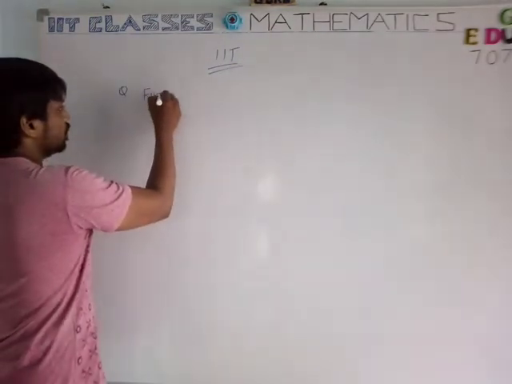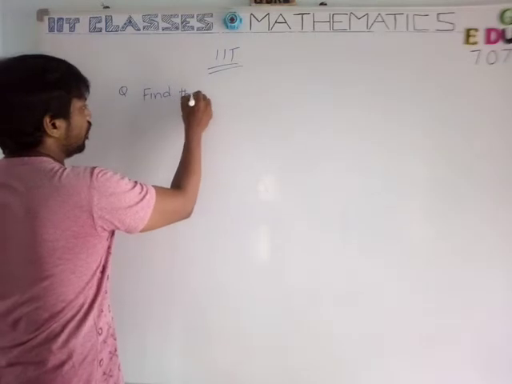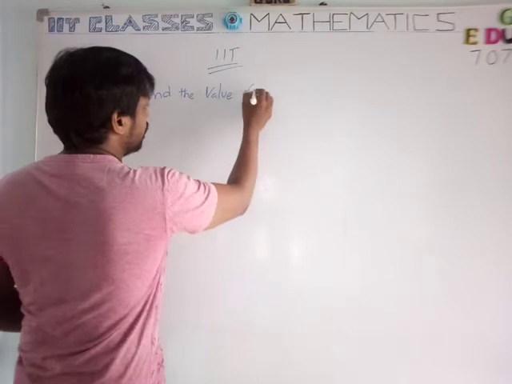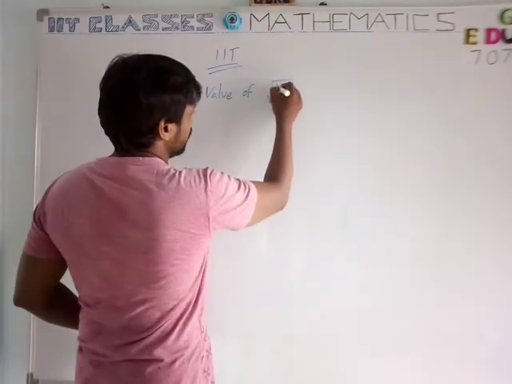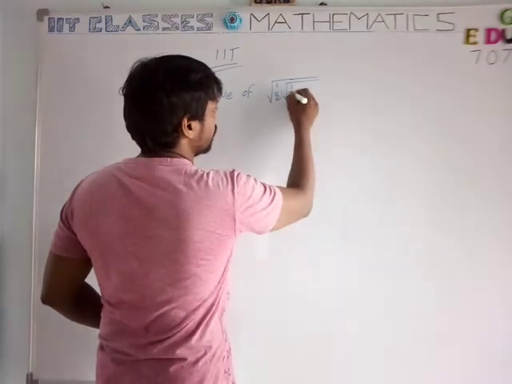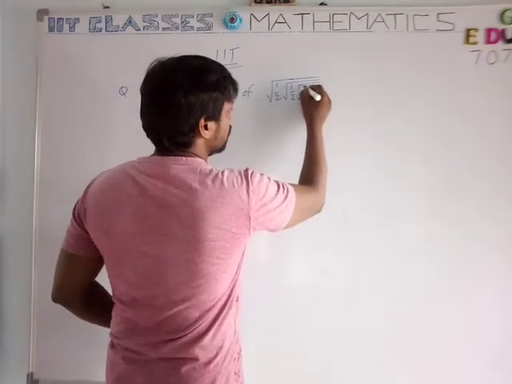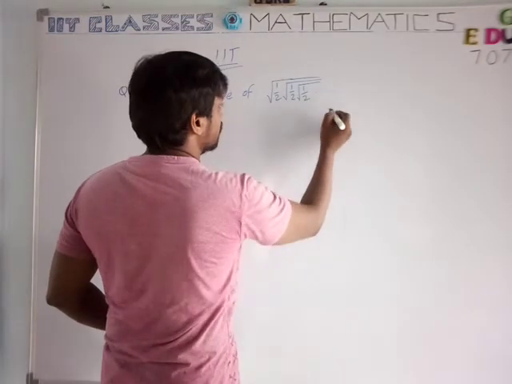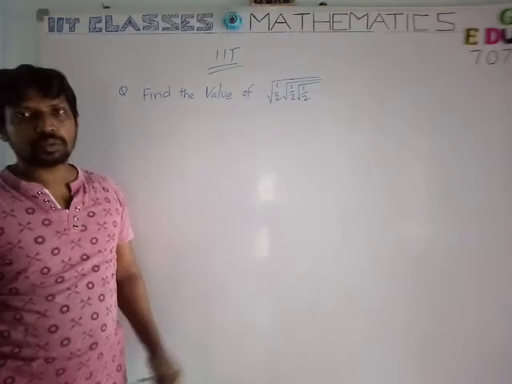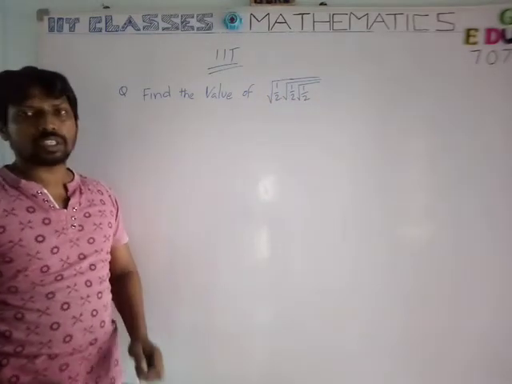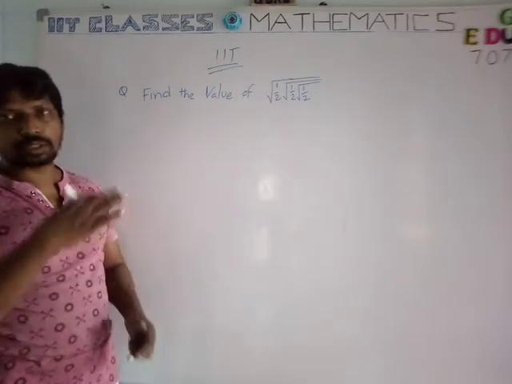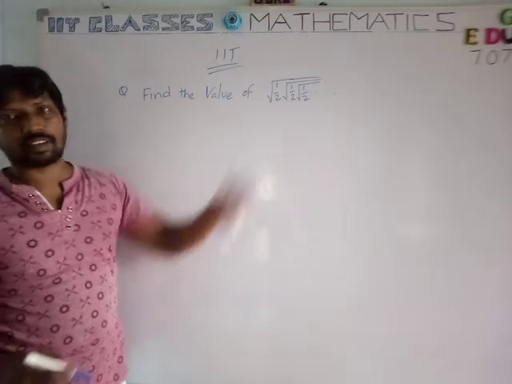Find the value of root over 1 by 2 into root over 1 by 2 into 1 by 2 and so on. So this is the question. Here, whole root over 1 by 2 into whole root over 1 by 2 into whole root of 1 by 2 into, and so on to infinity. So find this value.